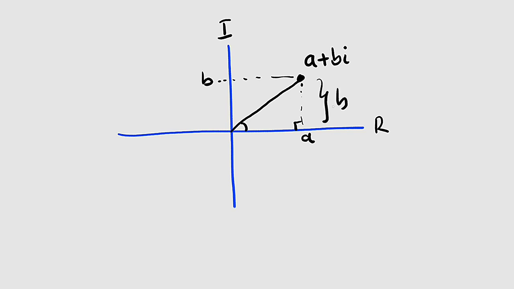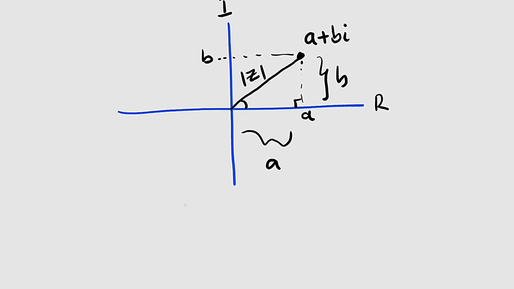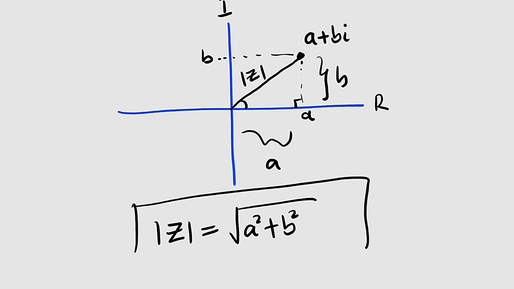If this point is B and we have seen that this point is A, we can call this one Z modulus or D. It doesn't matter. So Z modulus, which is the hypotenuse, is equal to the square root of A squared plus B squared. So this is the formula we're going to apply while finding the absolute value of this complex number, or the modulus. All right, let's get started.